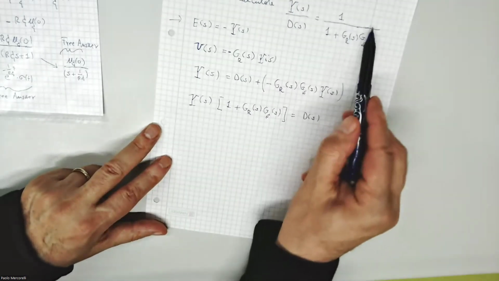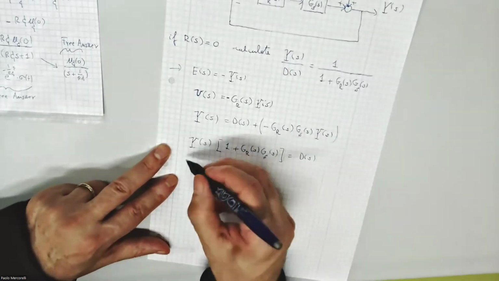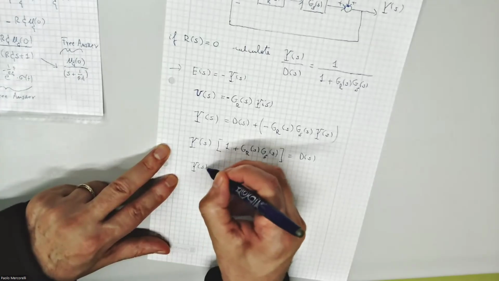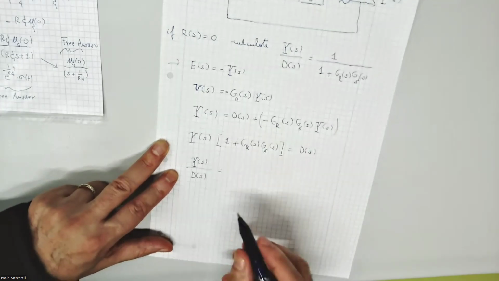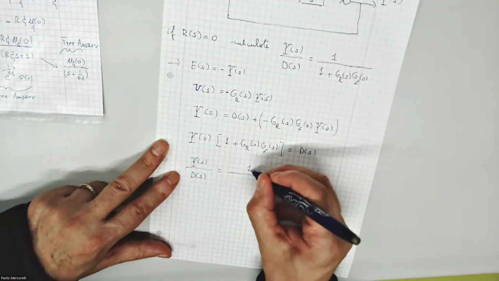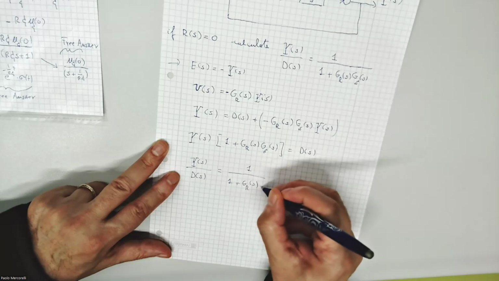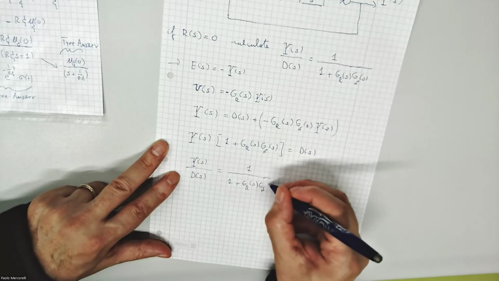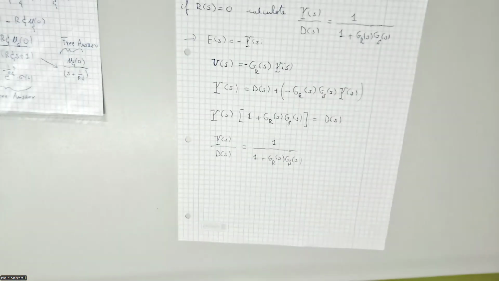Now we have exactly this expression, because I have to do the ratio. Once I have on the left everything related to Y of S, I have on the right everything related to D of S. I think you agree, because this is an easy calculation, just to show you this calculation, which we don't have in the slide.